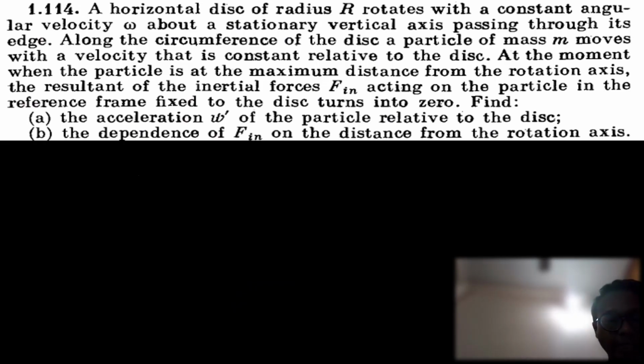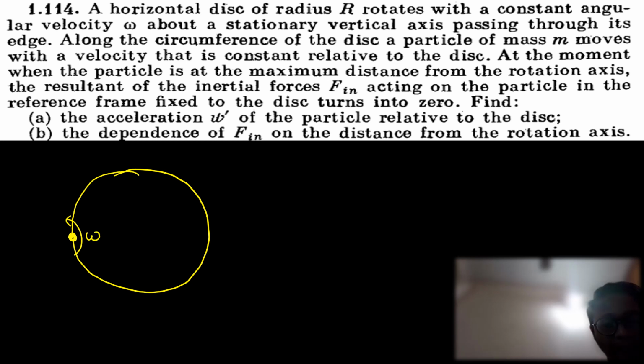What this question is saying is that there is a circular disc, and this disc is rotating about an axis passing through its edge with angular velocity omega. That means this disc is not rotating about the center, it is rotating about one of its sides. That means the axis of rotation is this one. After some time the disc will be like this, after some time the disc will be like this.